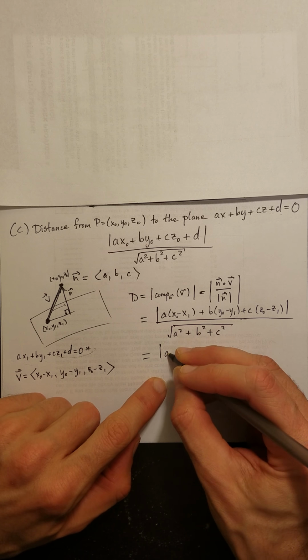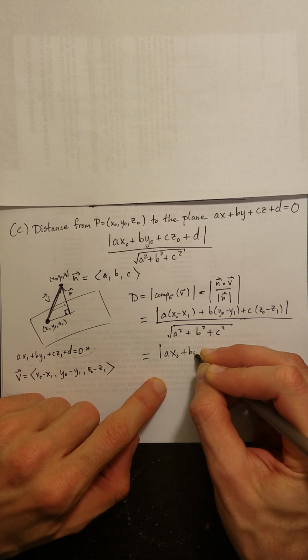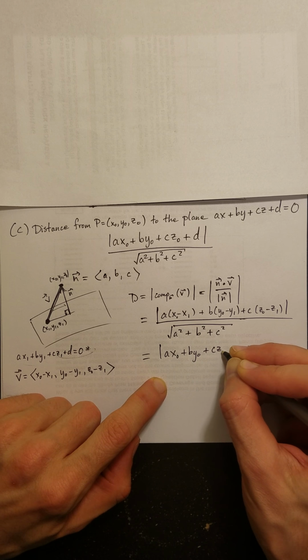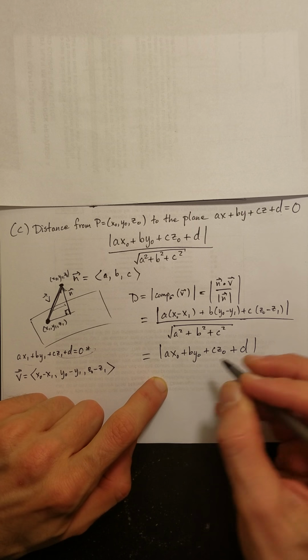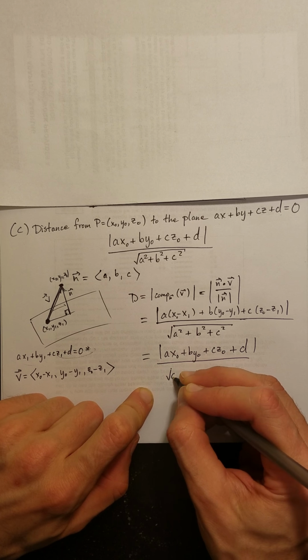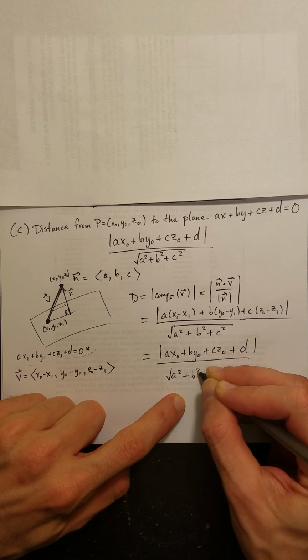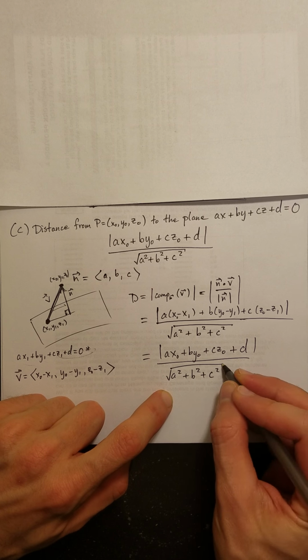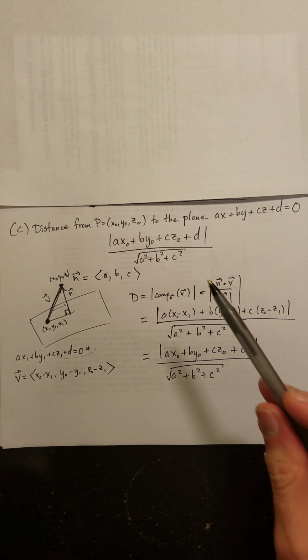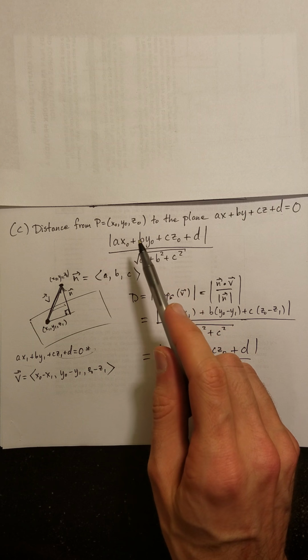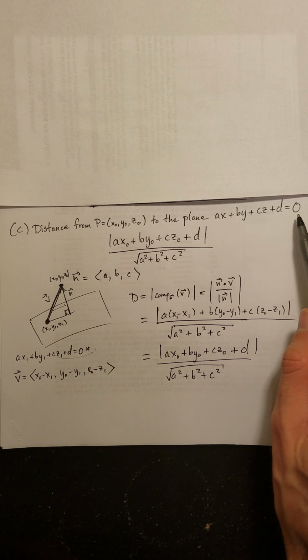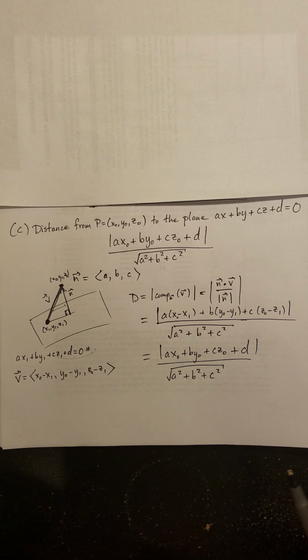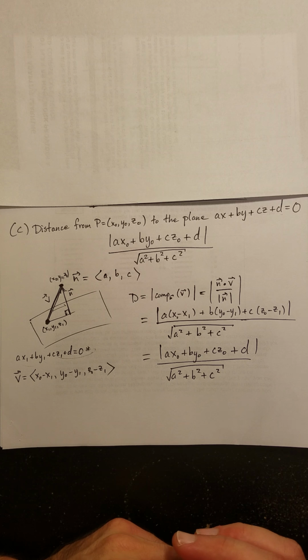So this numerator turns into ax naught plus by naught plus cz naught plus d divided by square root of a squared plus b squared plus c squared. And that gives us the distance from this point, x naught, y naught, z naught, to the plane given by the linear equation ax plus by plus cz plus d equals 0.